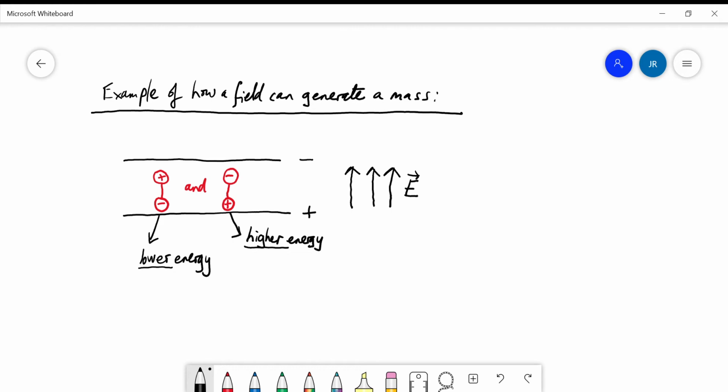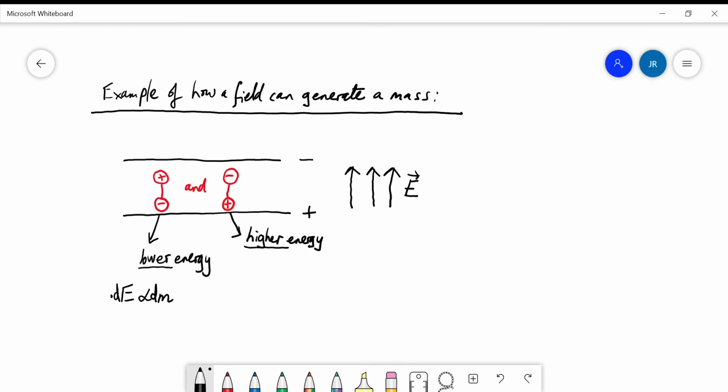Now, we know that energy is proportional to mass. So recall from earlier discussions that energy is proportional to mass. So if I've got a difference in energy, then I've got a difference in mass. So essentially, this is one way to think of, a basic way to think of a field and an object, the field imparting a mass to the object.